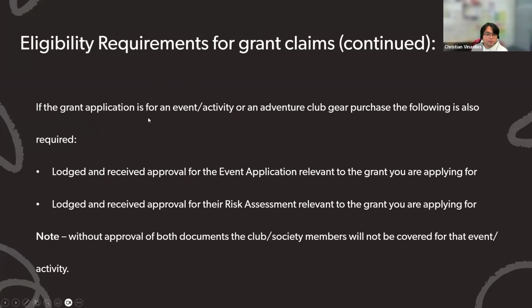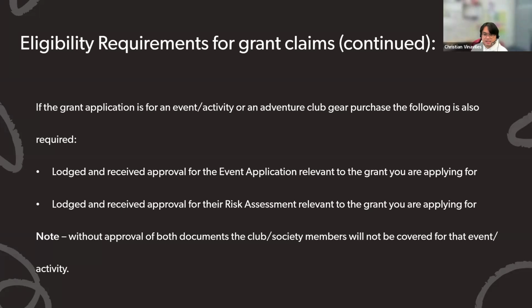And also, if the grant application is for an event or activity or an adventure club gear purchase, the following is also required. You need to have lodged and received approval for the event relevant to the grant you're applying for, and you need to have received approval for the risk assessment. The event application and risk assessment are tied together. You need to have those approved.